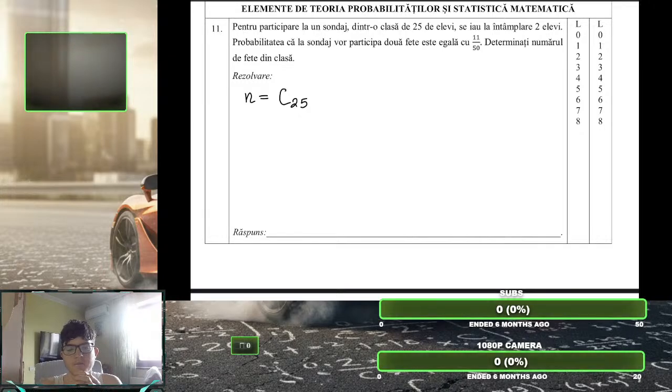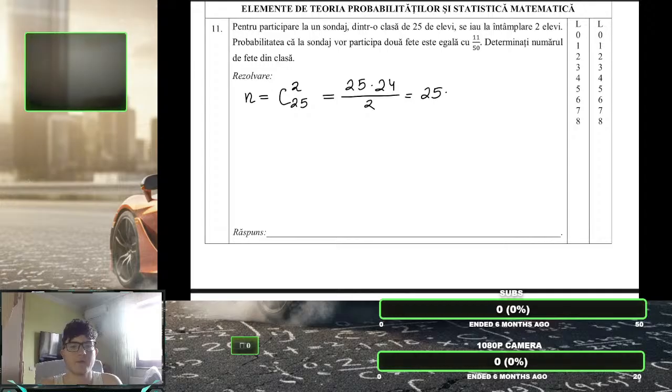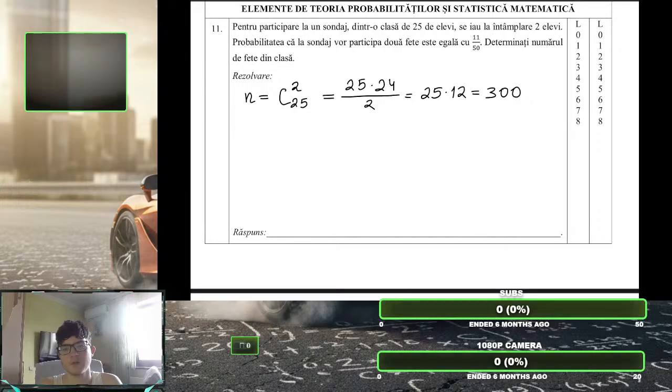So here, first calculate the total number of cases, n. There are 25 people, and we take 2, so C(25,2). Calculate that first: 25 times 24 divided by 2. Why? Because below we're going to have 25 minus 2, which is 23. So we're going to have 25 times 12, and how much is that? That is 300. So now we know that n is 300.